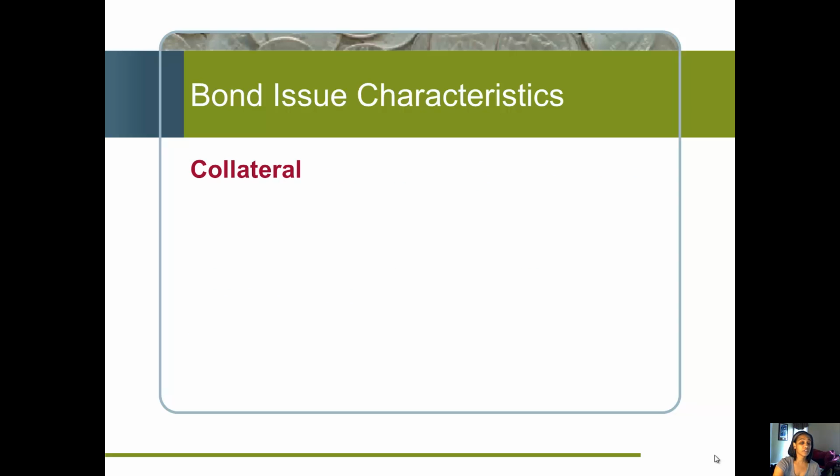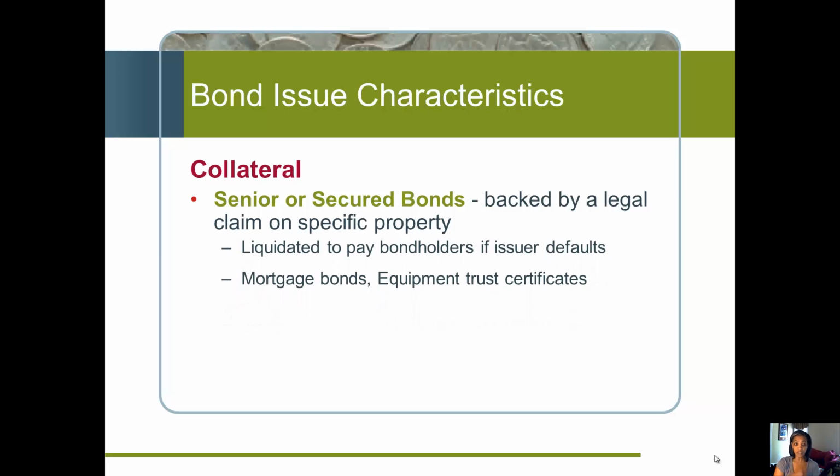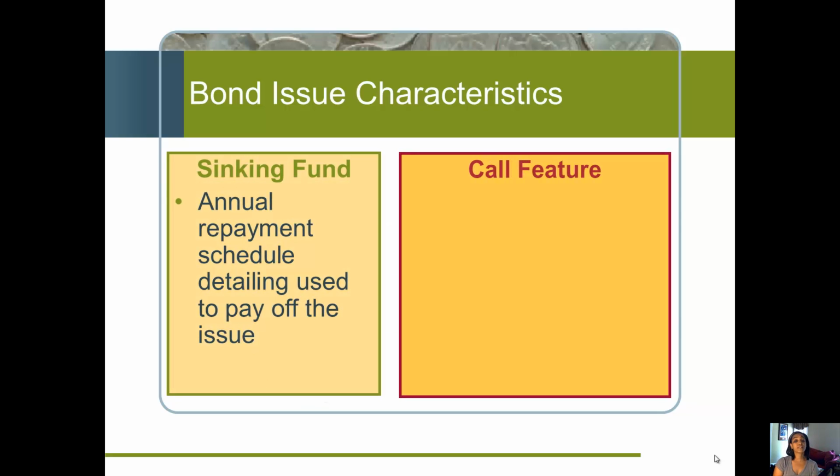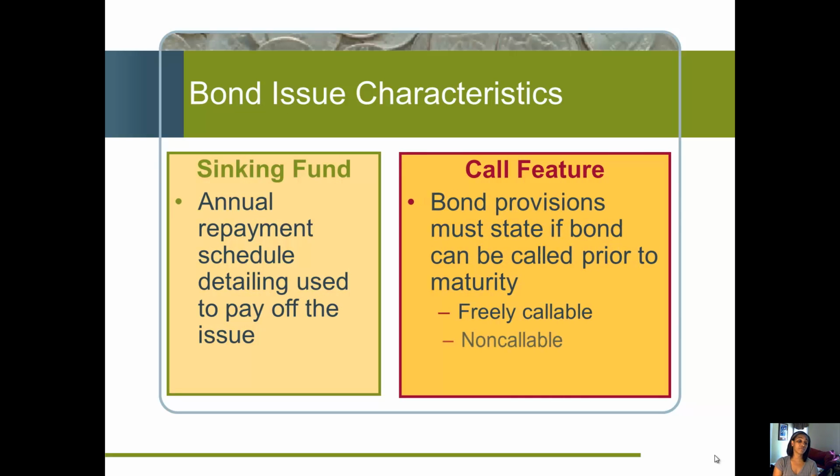Some other characteristics related to bonds: there may be some collateral related to a bond, meaning that it could be senior to other bonds, meaning that this bond has to be paid before more junior bonds could be paid, or that bond could be secured with specific property. That bond could also have a sinking fund provision, whereby it has an annual repayment schedule showing how the issuer has to pay off the bond. That would give you a little bit more security in feeling comfortable that you were going to get that face value back. It could also have a call feature.